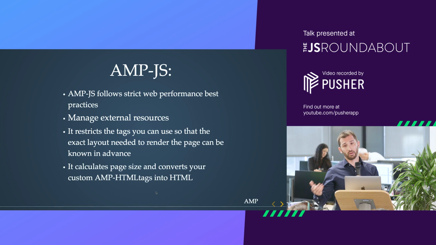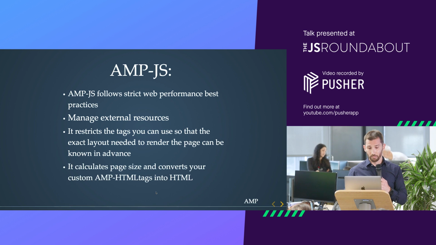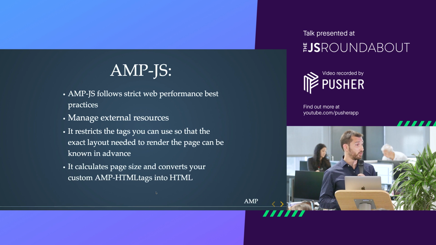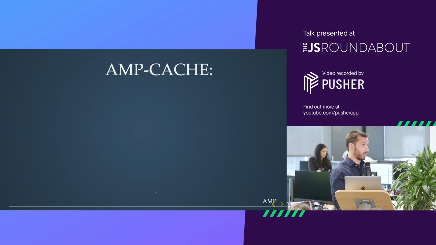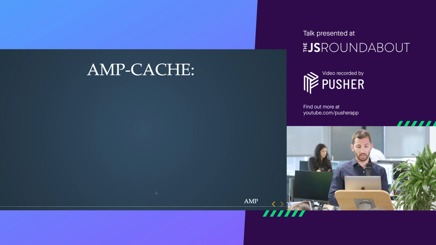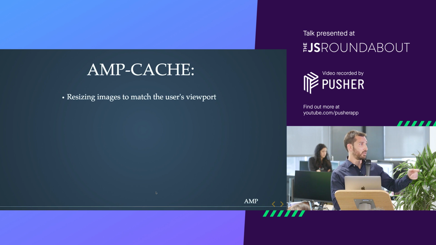So it doesn't create the bottleneck of different resources. Then it restricts the tags you can use, as we've seen earlier, and calculates the page size, which is a way to speed up the process. And when it does, it converts the AMP HTML that we are strict to use to normal HTML.